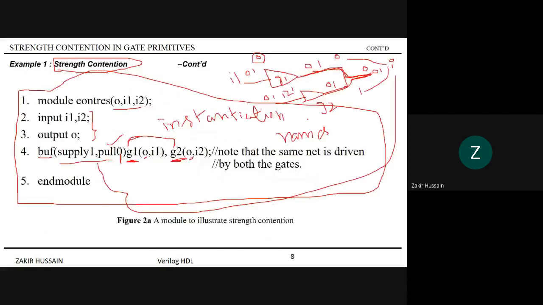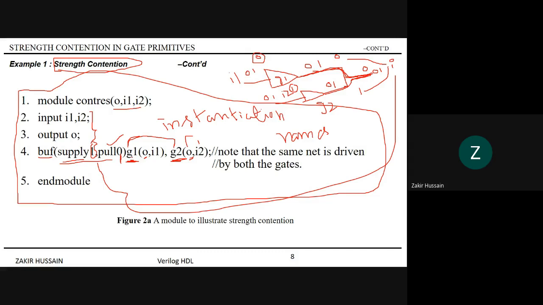Now, to come to this one, let us say the input is one. If the second gate input is a one, then what would be the output? Output would be one only, because input is one, output will be one. Now, what is the strength of that signal one among these two? That is supply one, because associated with this is this one.